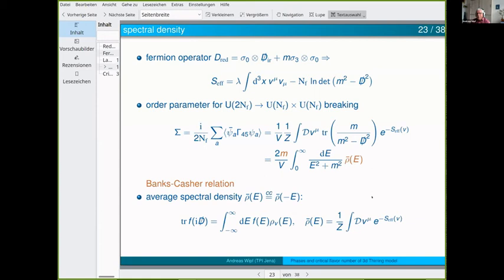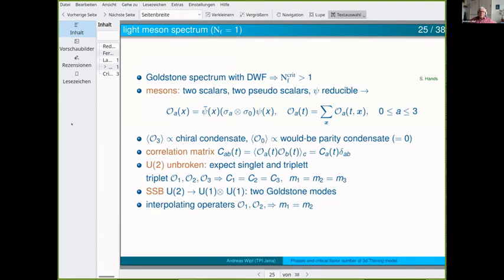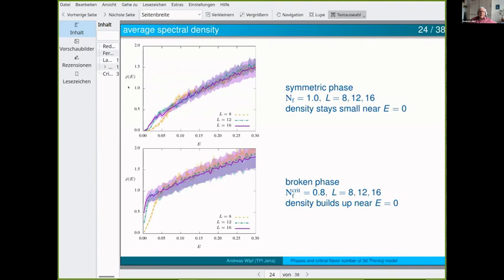goes to 0, for example, you immediately see that you can never have a condensate. So what I show you here is the average spectral density of the Thirring model, the reducible Thirring model, here for one flavor, reducible flavor, and here for 0.8 flavor.